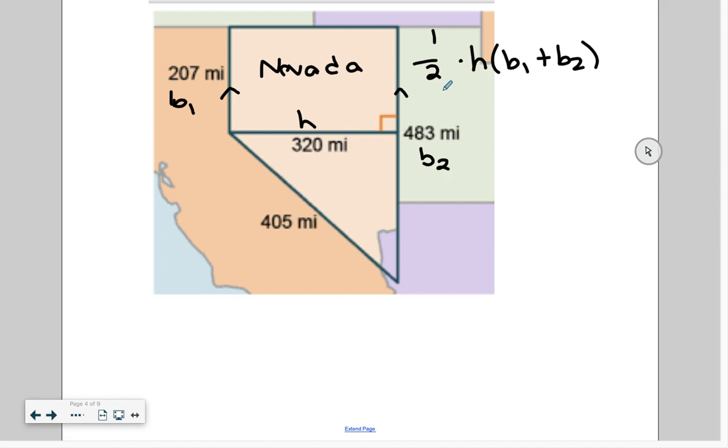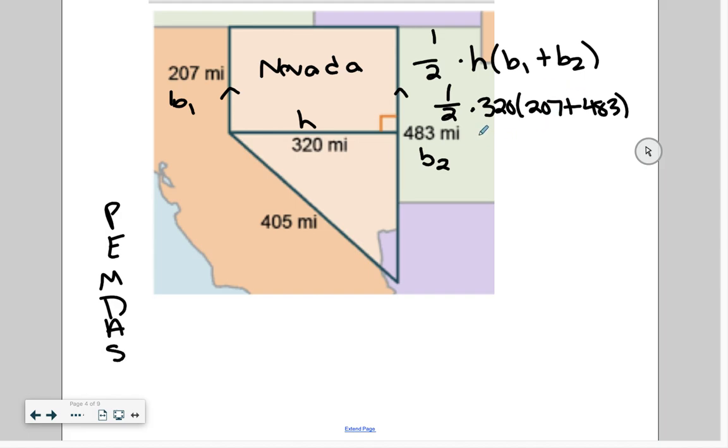So let's plug in our values into our formula. We have 1/2 times our height, which is 320, times base 1, which is 207, plus base 2, which is 483. We work what's in our parentheses first. You have to remember to follow your order of operations, which is PEMDAS, P meaning parentheses. All right, so 1/2 times 320 times 690. 207 plus 483 is 690.